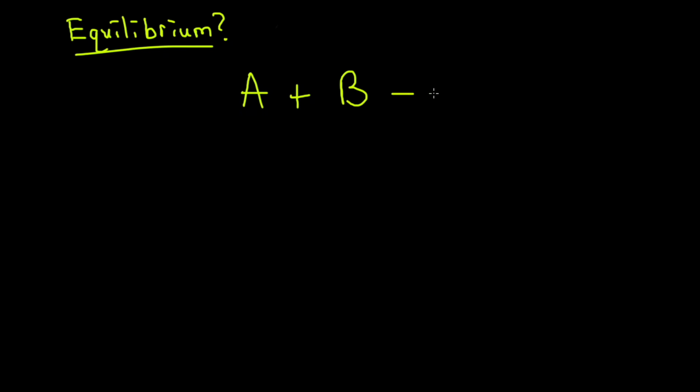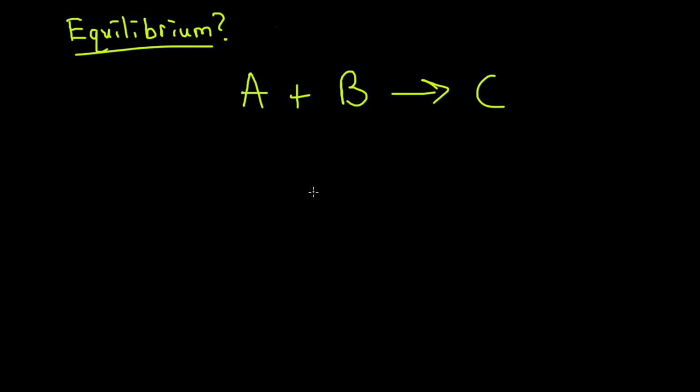So first of all, we must learn what is equilibrium. To explain the concept of equilibrium, let's take a look at this basic composition reaction. Normally what we have done in the past is we have written down our reactants on the left side, our products on the right side, and they're marked by an arrow where the reactants turn into the products.